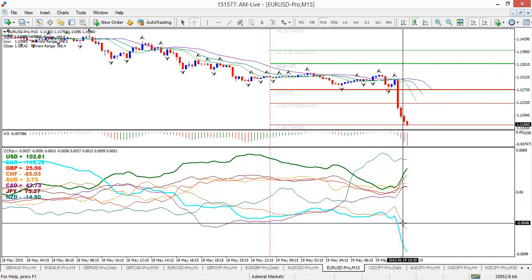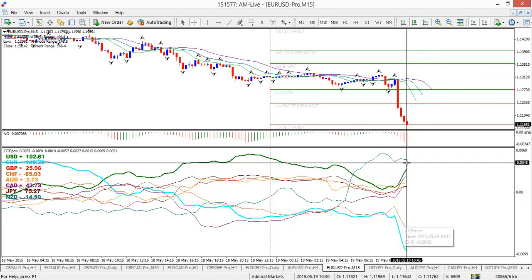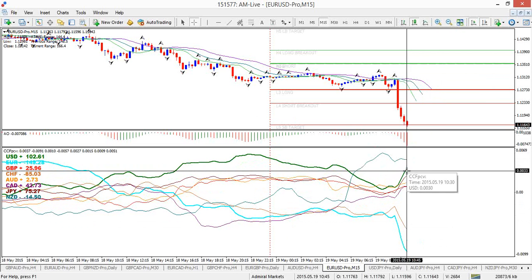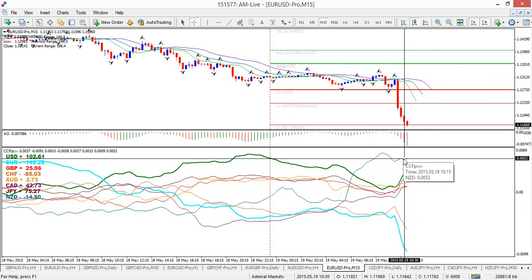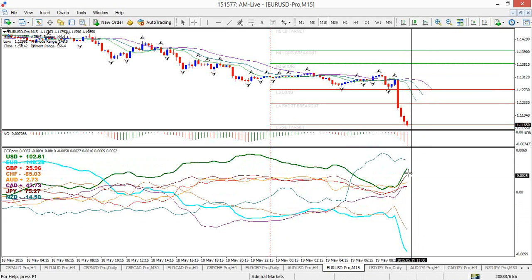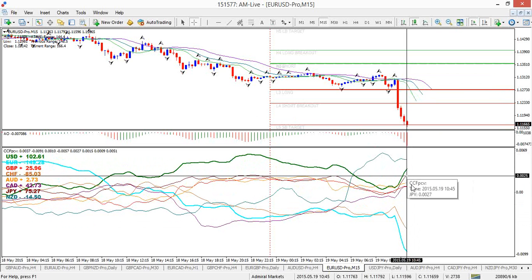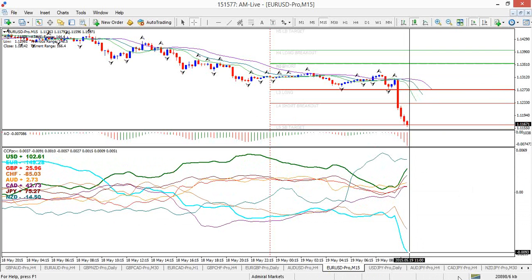Let's see if maybe there's another combination. Swiss and dollar. What is this? New Zealand. And this is yen. So let's take a look at the dollar, Swiss, and New Zealand dollar.